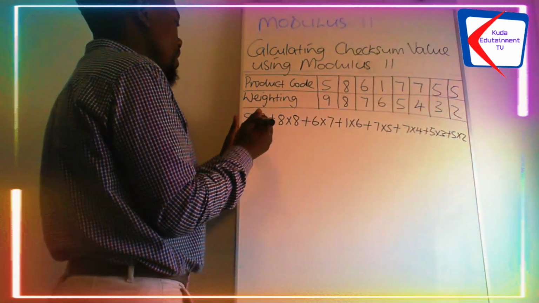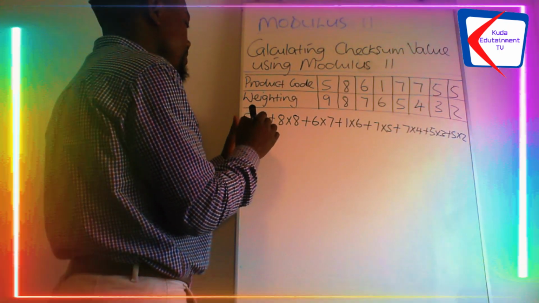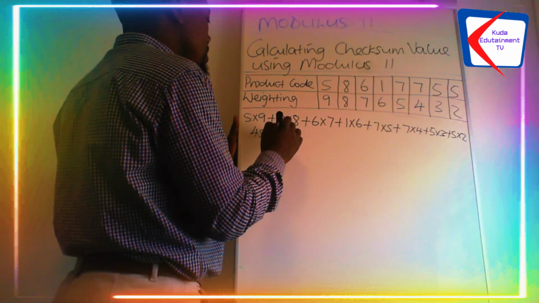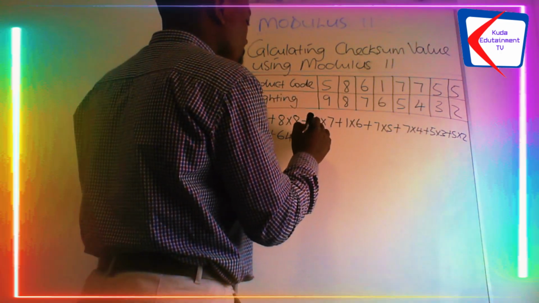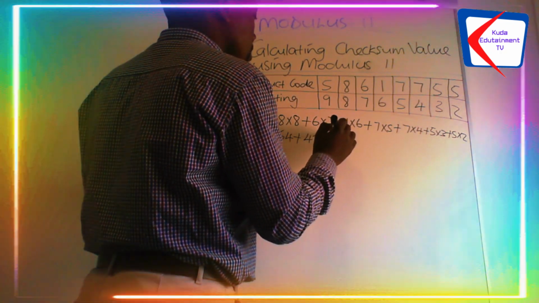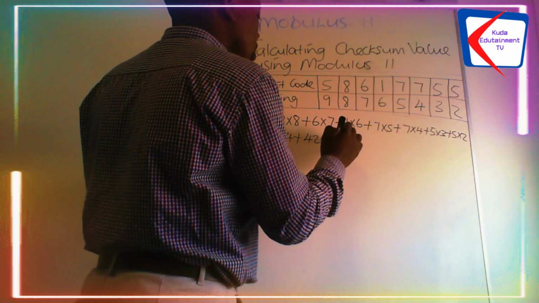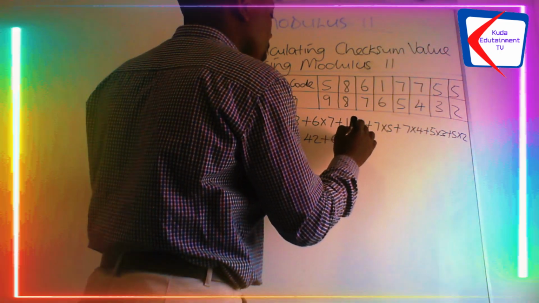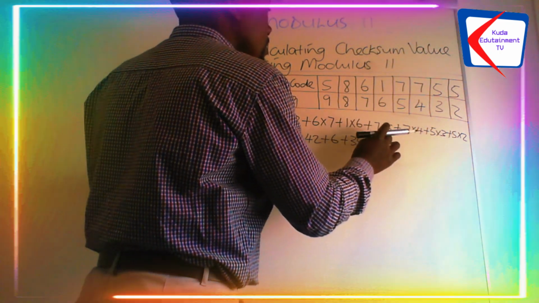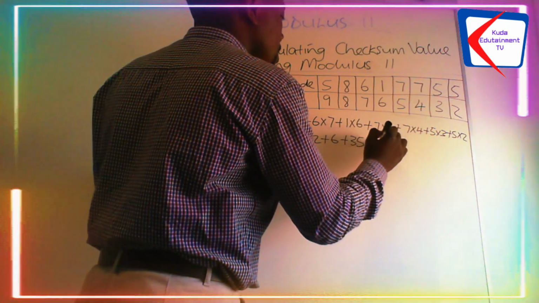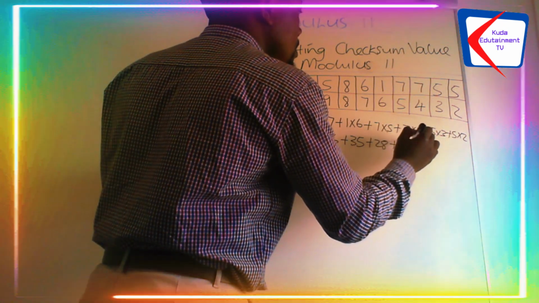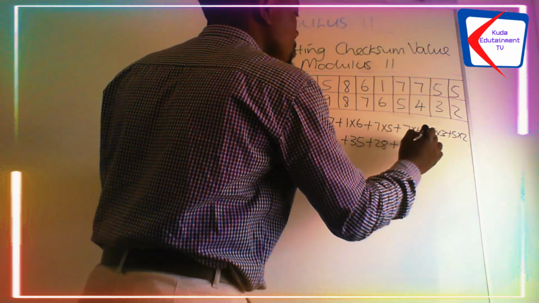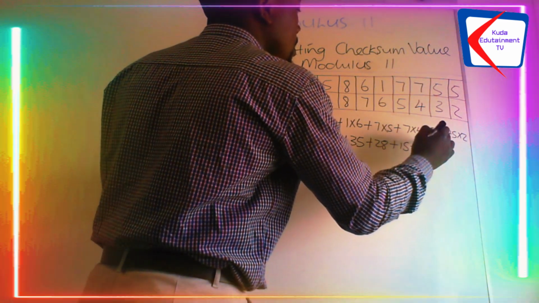Now 5 times 9 is 45, plus 8 times 8 is 64, 6 times 7 is 42, and 1 times 6 is 6, 7 times 5 is 35, 7 times 4 is 28, 5 times 3 is 15, and then 5 times 2 is 10.